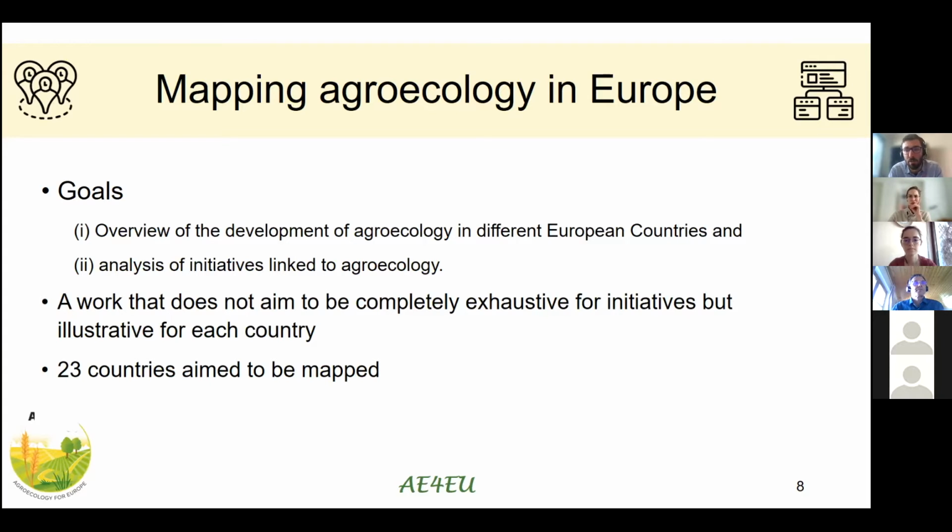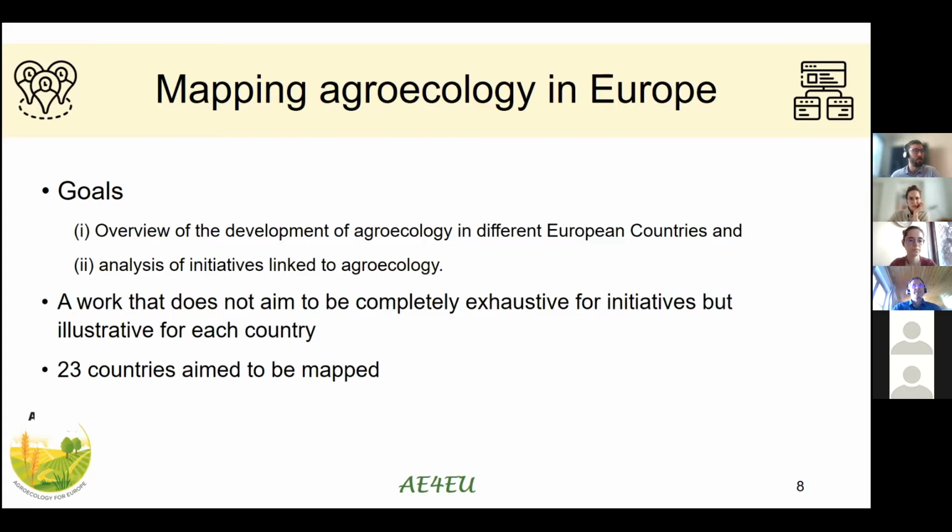In this work, and that's why we put it also in the slide, we do not aim to be exhaustive, but rather illustrative, to have a general overview of the development of agroecology, and we aim to do it in 23 countries. And as you will see, the work is ongoing for the moment.